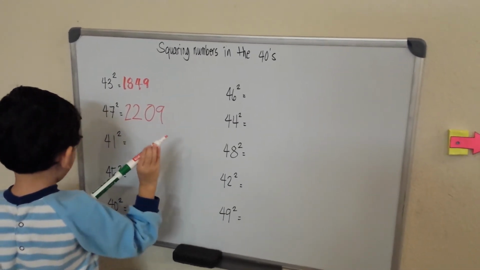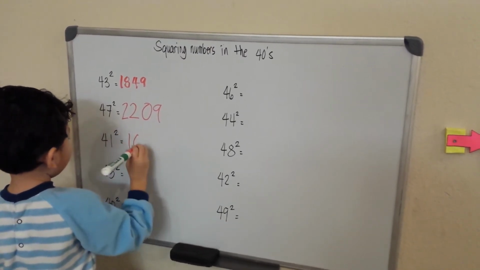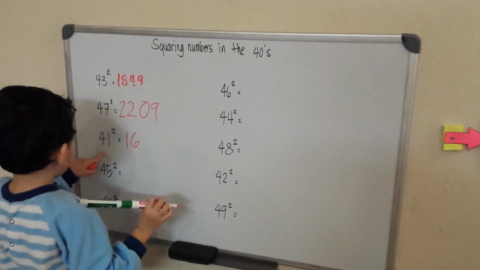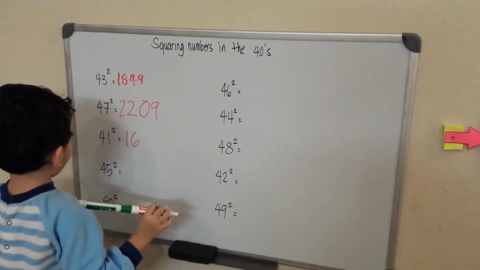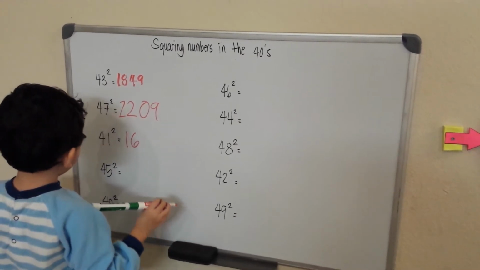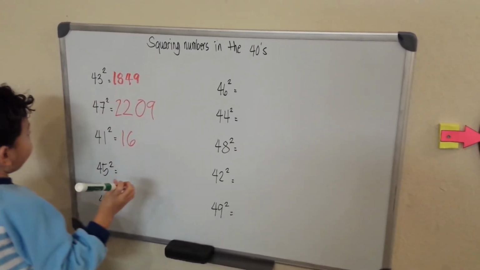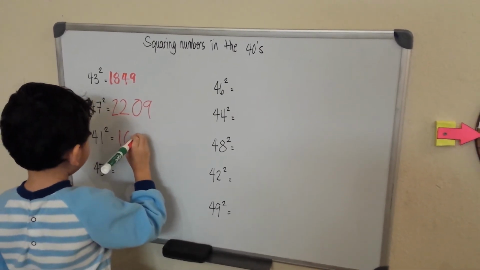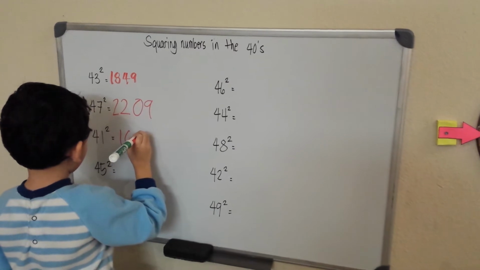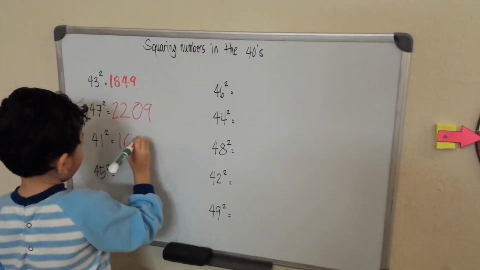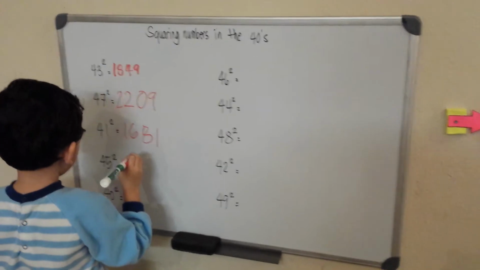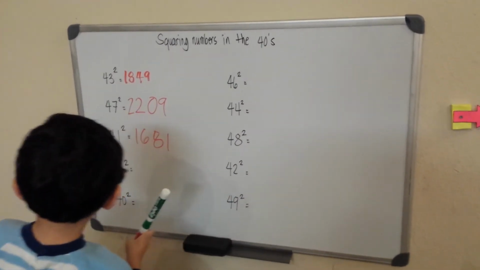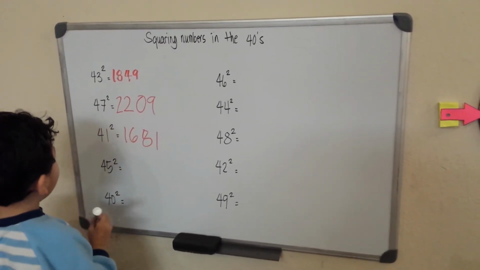41 squared. We have 15 plus 1 is 16, like 4 times 4 is 16. So how far is 41 away from 50? We have 9 away from 50. So 9 squared, we have 81. So 41 squared is 1,681.